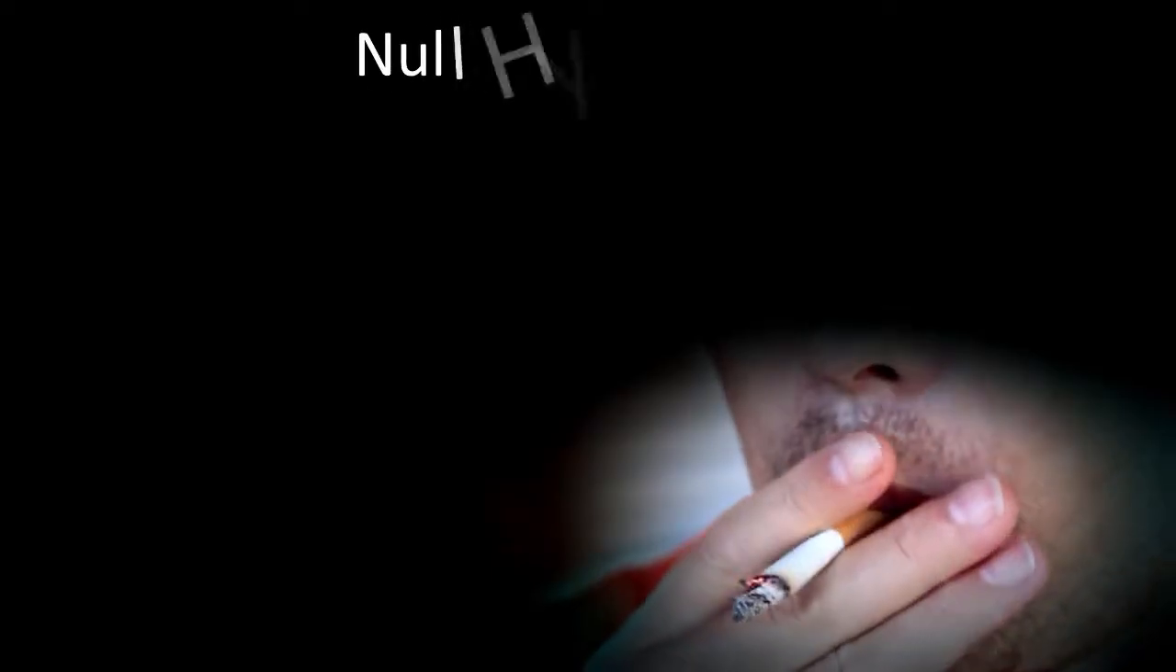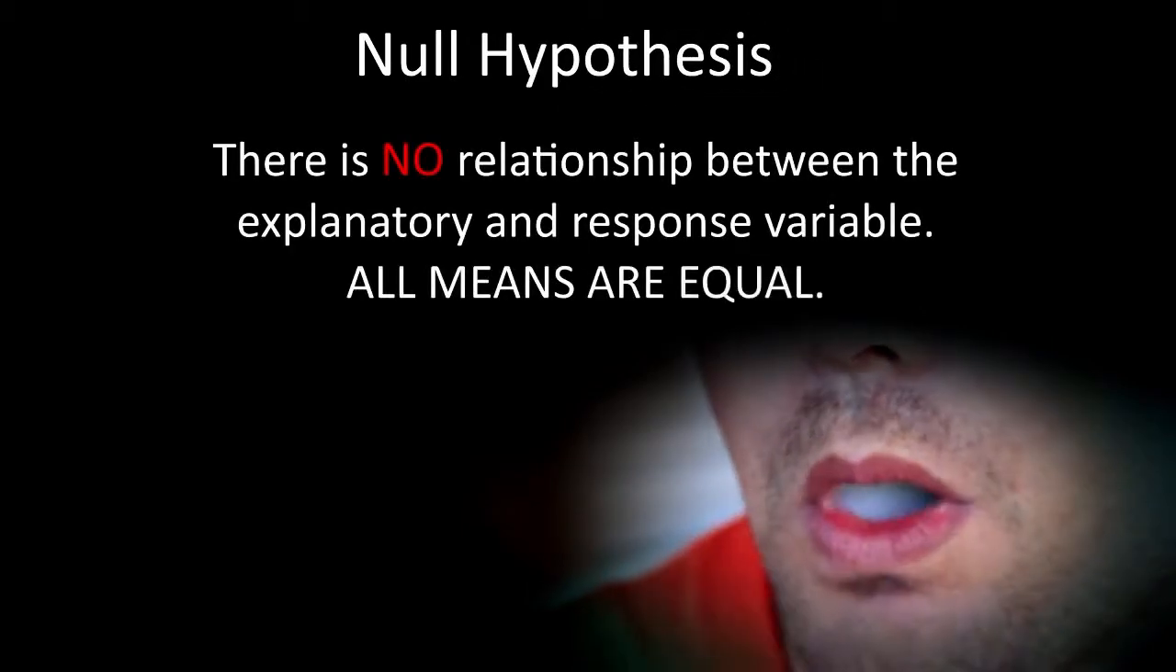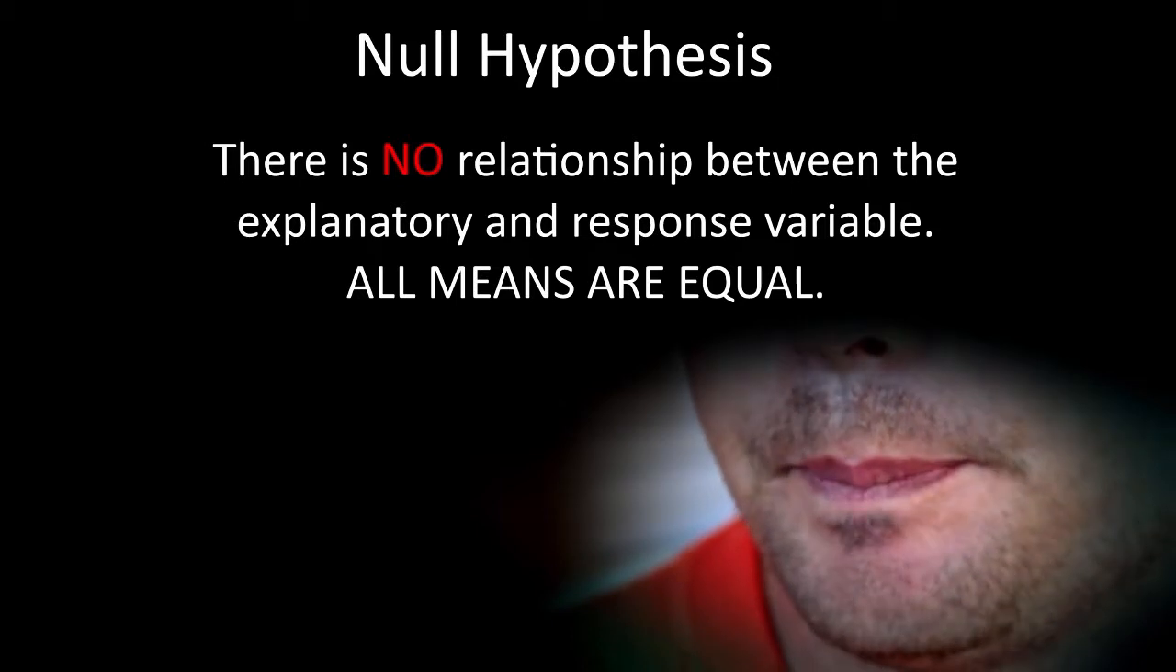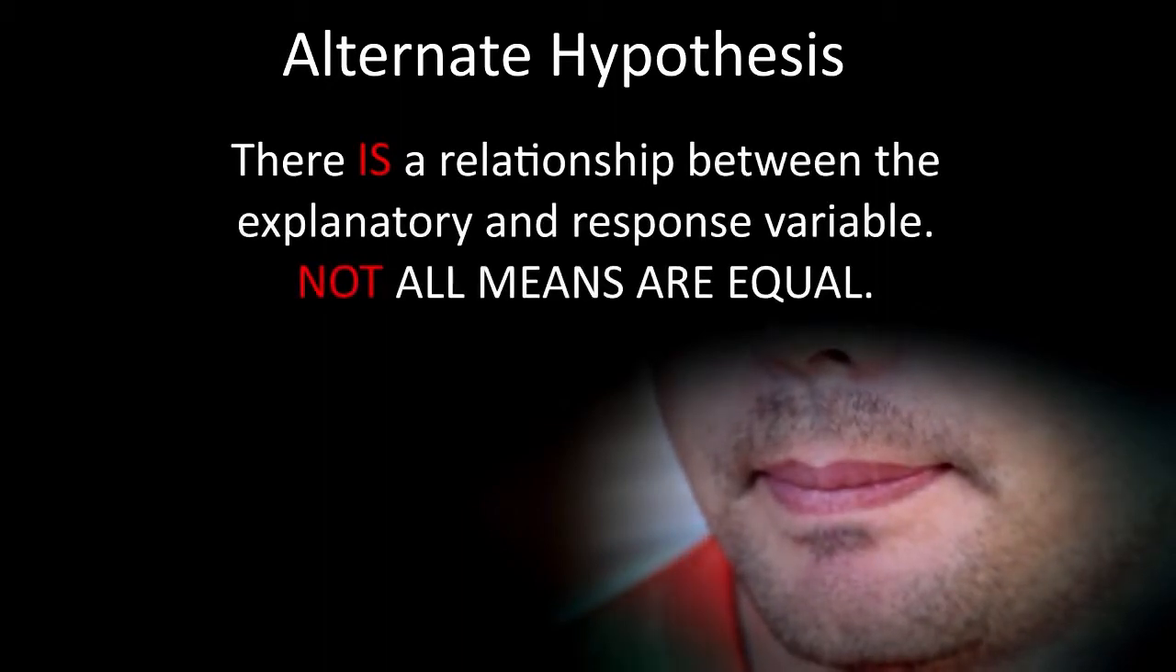The null hypothesis is that there's no relationship between the explanatory and response variable. In other words, that all means are equal. The alternate hypothesis is that not all means are equal.